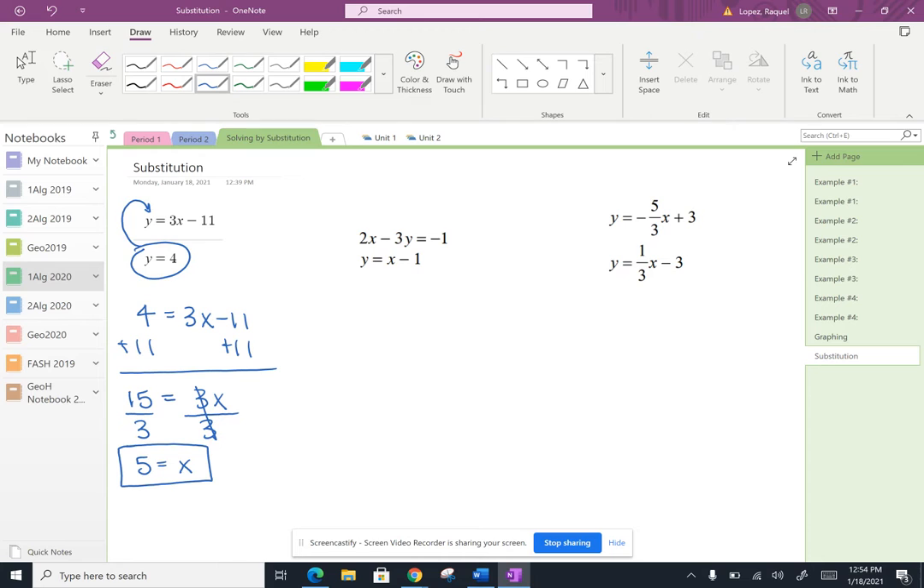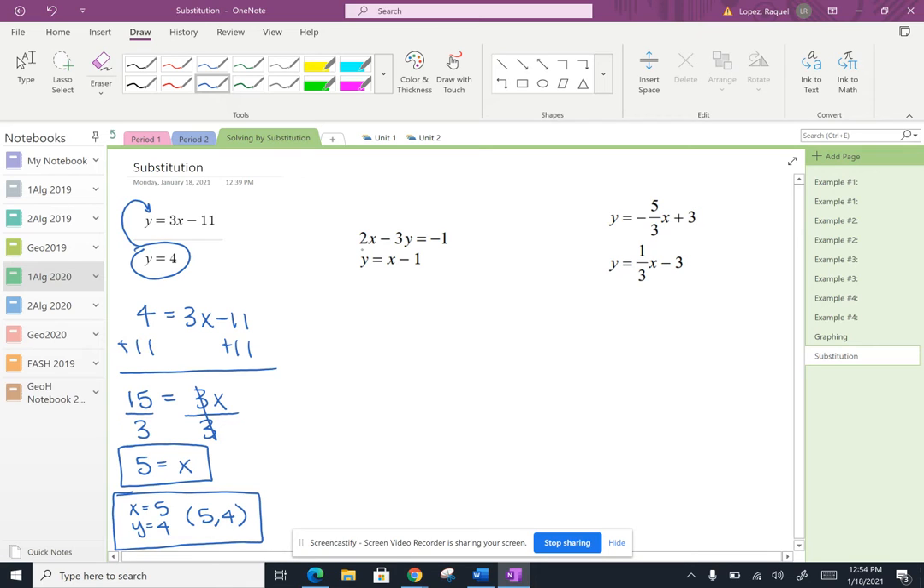And now we know our solution. We have a solution that says 5 equals x and 4 equals y. So we can say that as x equals 5, y equals 4. And if we're writing it as an ordered pair, it would be (5, 4). Okay, let's do the next one.